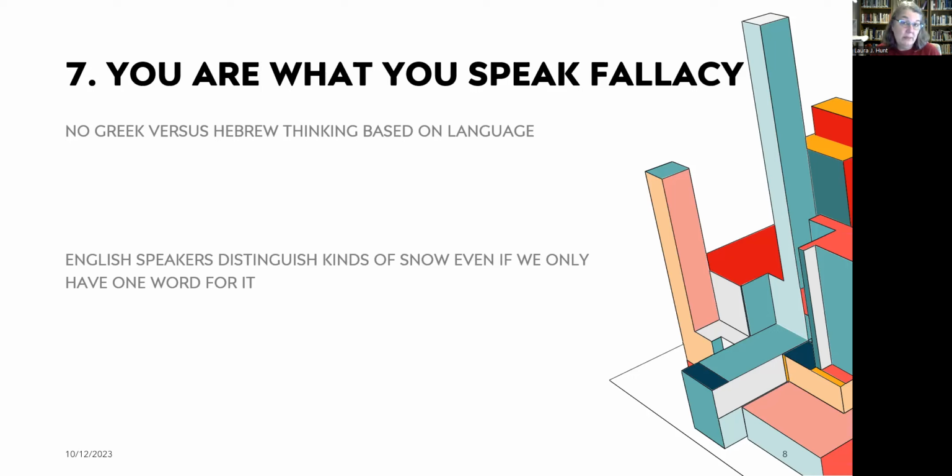But we don't have any problem talking about packing snow or a dusting of snow or dry snow or wet snow, heavy snow. We find ways to talk about the different kinds of snow, even if we only have one word for it. So you can see that our minds are capable of distinguishing kinds of snow, even if our language isn't obviously adapted for that. So it's complicated. All right.